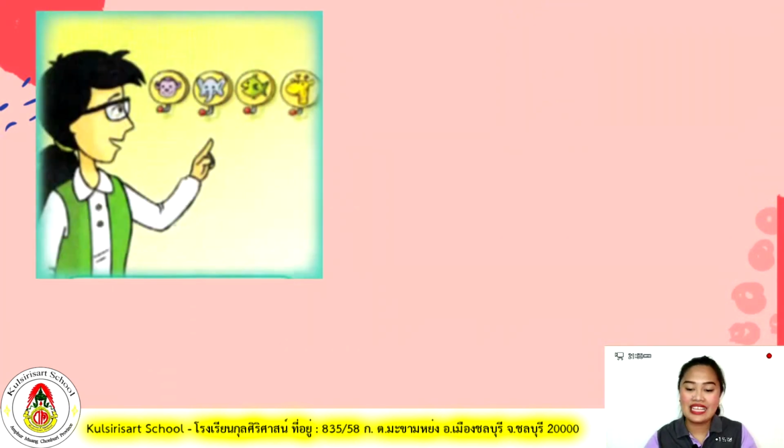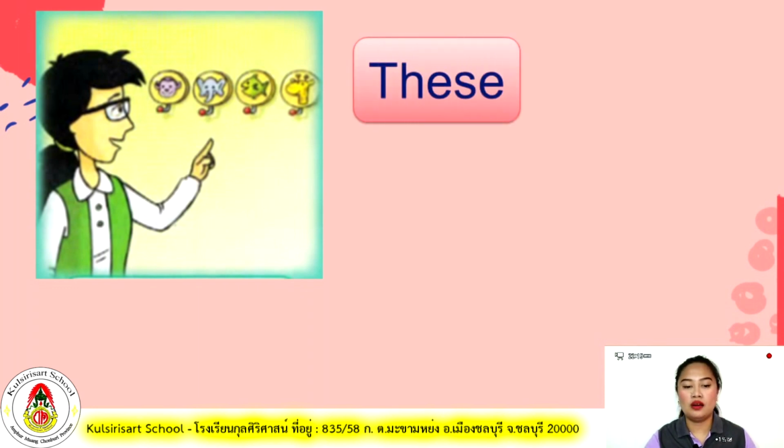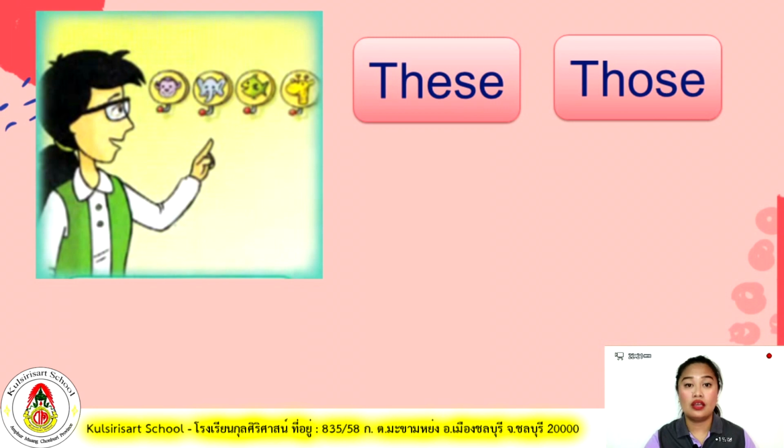Okay, for the last picture we have here, look, Miss Jones is pointing at something. What do you think is, when you do pointing, is it near to you or far from you? Now, what are pronouns to be used this time? Is it these or those? These or those?